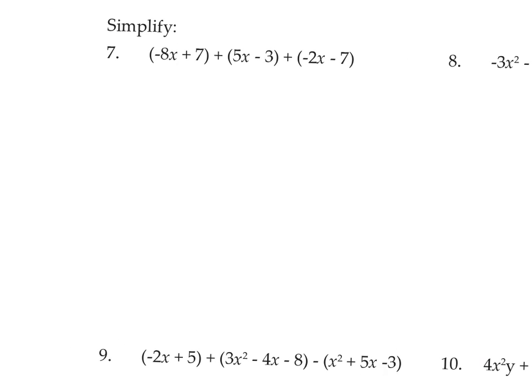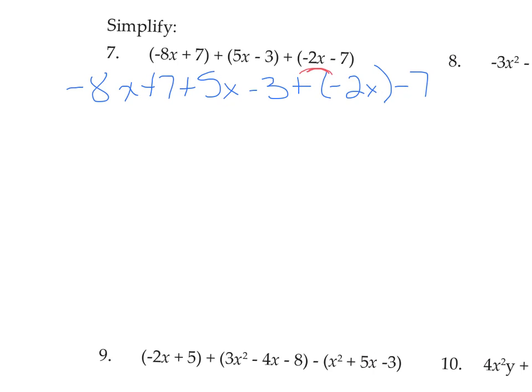This time we have 3 binomials being added together. But remember, when it's add, you can just drop the parentheses and combine like terms. Everything stays the same. So we have -8x plus 7 plus 5x minus 3 plus -2x minus 7. Now, technically, you don't need both these signs, but it's okay. I wrote them both. We know it's a -2x.